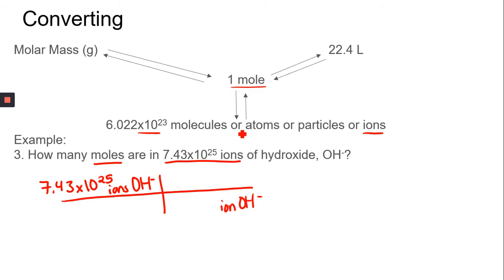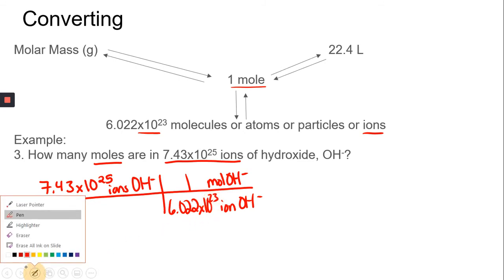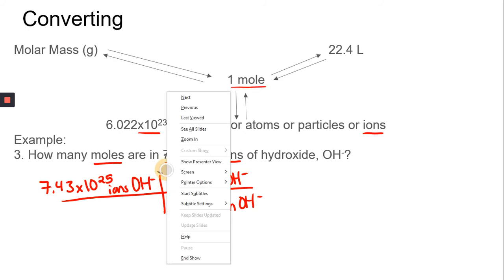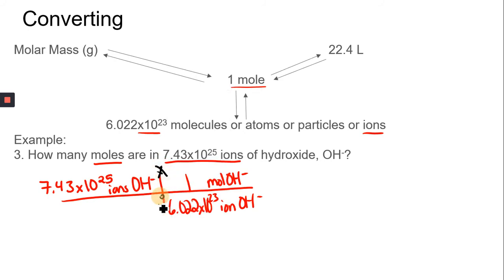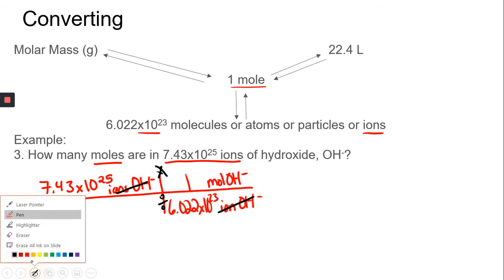The only place we can move on our map is to mole, so we're going to put mole on the top, and our substance stays the same. 1 goes with mole. Ion is a part of IPAM, so that's going to be Avogadro's number. So when we go to multiply and divide, the ions of hydroxide will cancel, leaving us at mole, which is what we were looking for.